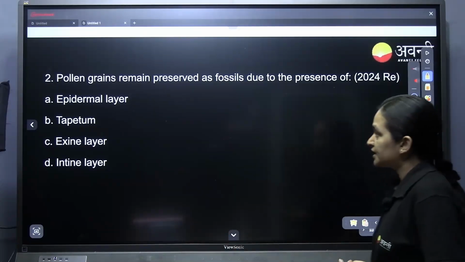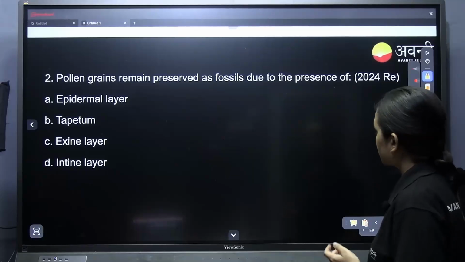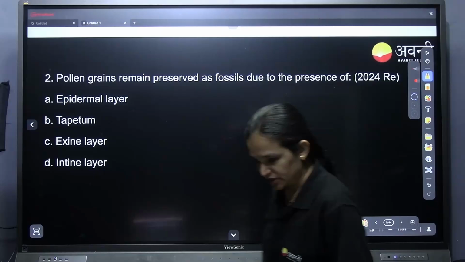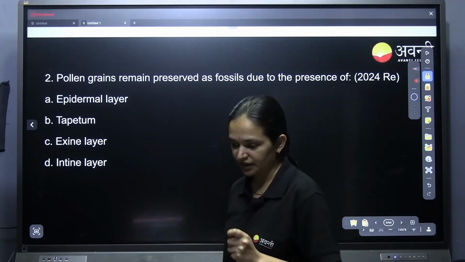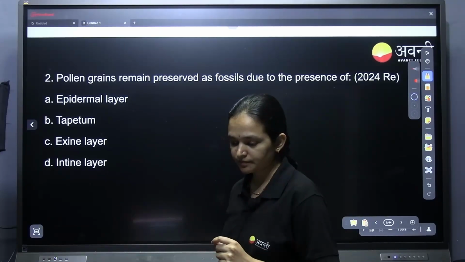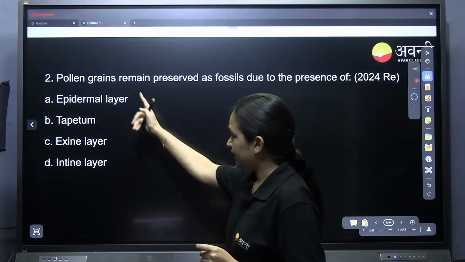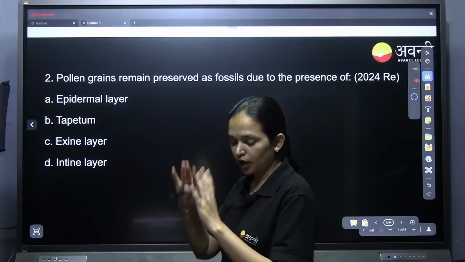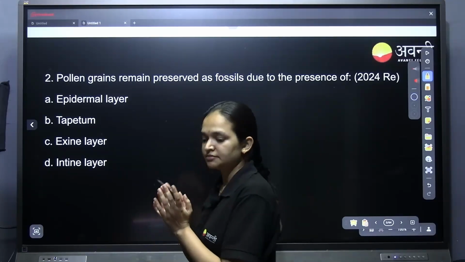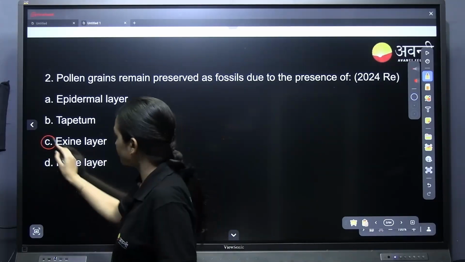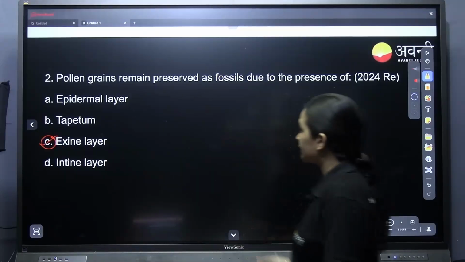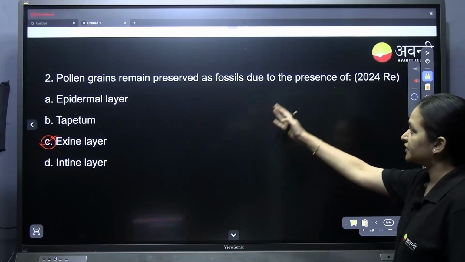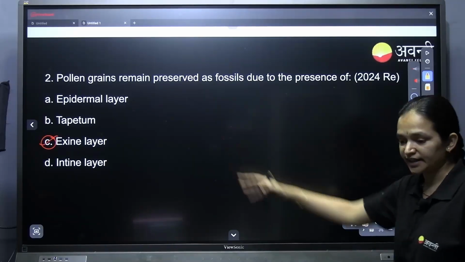Pollen grains remain preserved as fossils due to the presence of a hard layer. That is it epidermal layer, tapetum, exine or intine? The outer layer? Yes, exine, which is very hard and not easily degradable. So pollen grains remain preserved as fossils due to the presence of the exine layer.